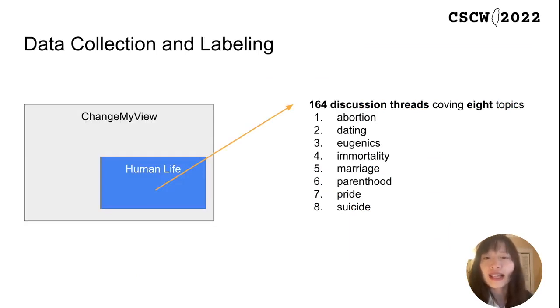For training the model that can classify different strategies and argument structure, we collected the source data from ChangeMyView, a popular online discussion forum of Reddit. We chose the category human life for data labeling and processing, since it reduces the need for professional background knowledge. In total, we derived 164 discussion threads across 8 topics.